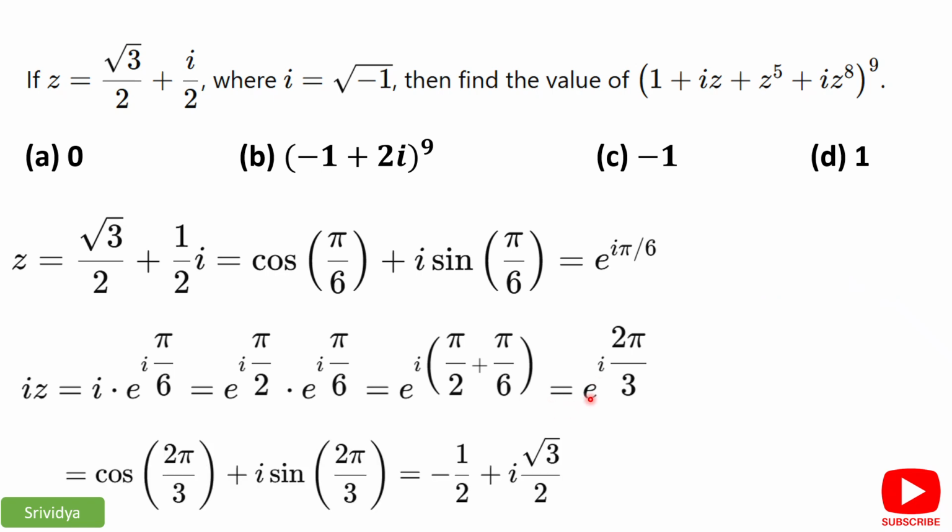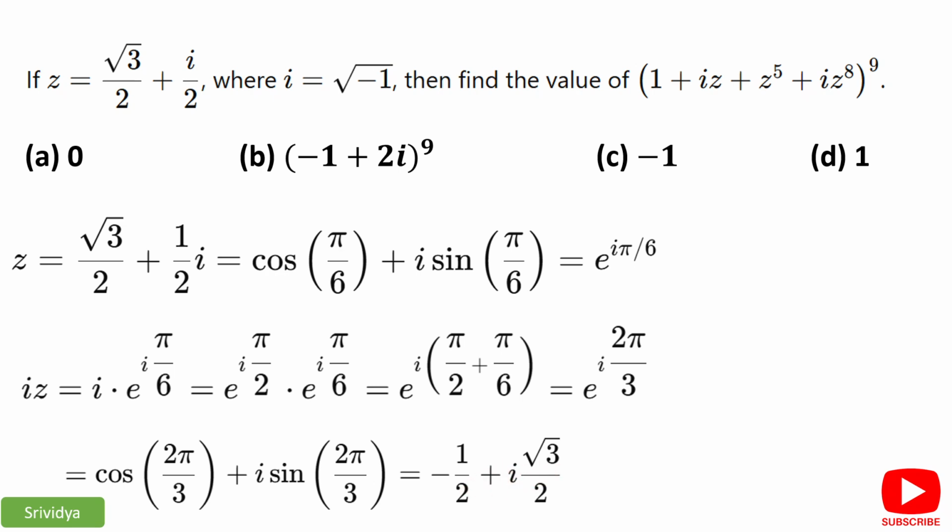Next, let us express this in polar form, so that we get cos 2 pi by 3 plus i sin 2 pi by 3. We know cos 2 pi by 3 means minus 1 by 2. In the second quadrant, it is cos of pi minus pi by 3, which is minus cos pi by 3, that is minus 1 by 2. Similarly, sin is positive in the second quadrant, so sin 2 pi by 3 is sin of pi minus pi by 3, which is sin pi by 3, which is root 3 by 2. Therefore iz is nothing but minus 1 by 2 plus i into root 3 by 2.